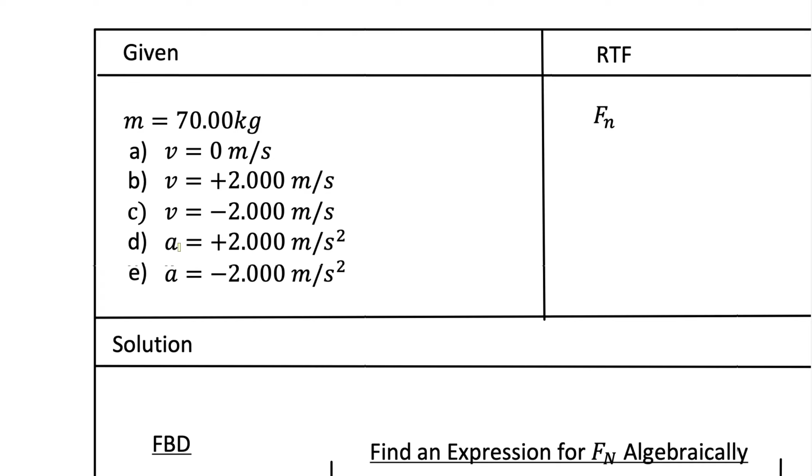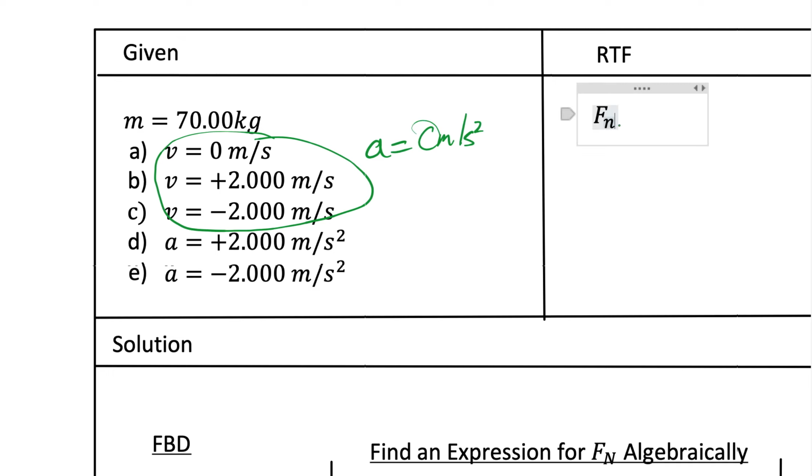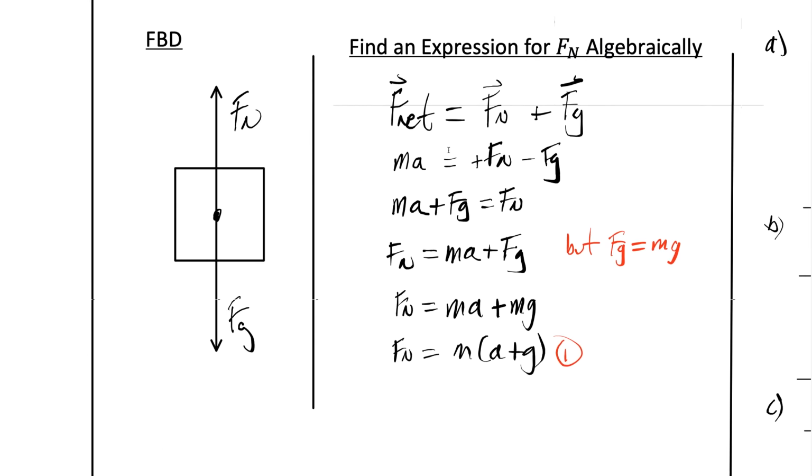Then in part D, it specifically says that it was accelerating up at 2 meters per second squared, and in part E, down at 2 meters per second squared. Conceptually, in parts A, B, and C, rest, positive constant motion, negative constant motion, the acceleration in all three of these cases is going to be 0 meters per second squared. And again, we're trying to find the normal force, capital N, Mr. LaRusso. So let's start off with our free body diagram.